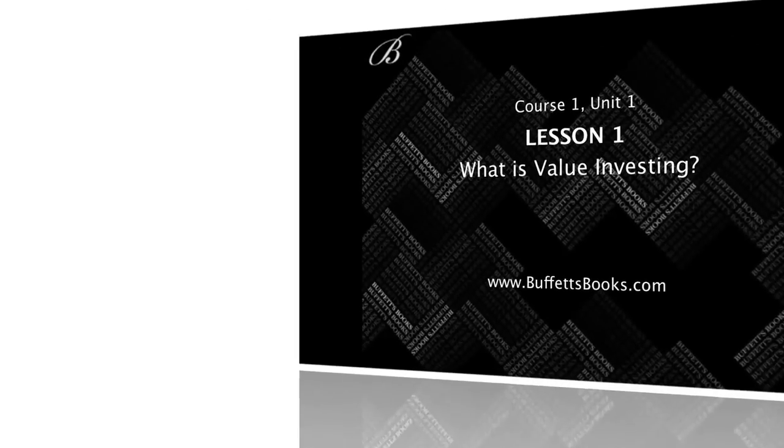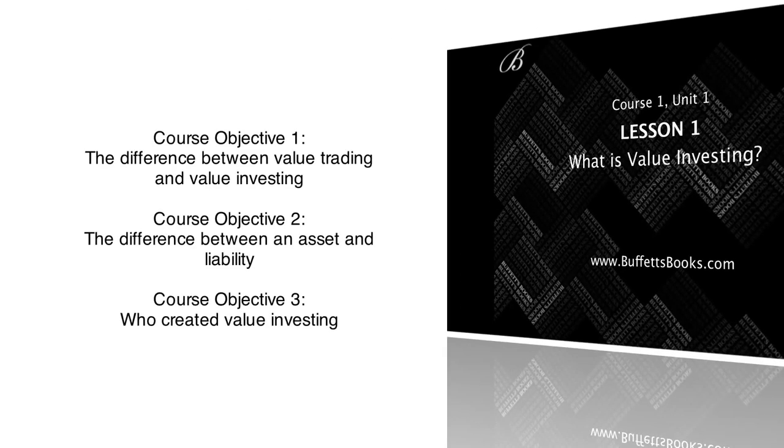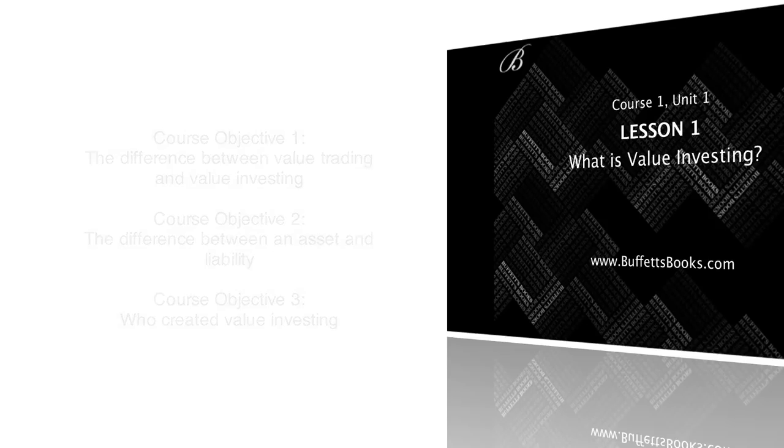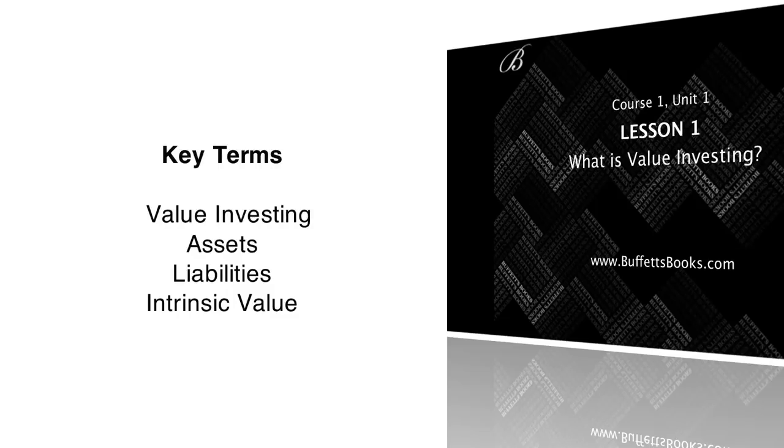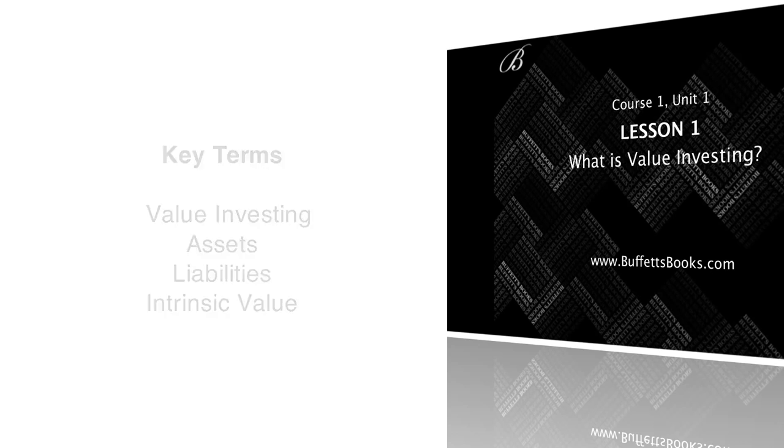Okay, so in this lesson we covered three course objectives. They were the difference between value trading and value investing, which we learned we want to be doing the value investing. What the difference is between an asset and a liability, and we know we want to accumulate as many assets as possible. And the third was who created and uses value investing, and that was obviously Benjamin Graham and Warren Buffett. The key terms that we learned in this lesson were value investing, assets, liabilities, and intrinsic value.